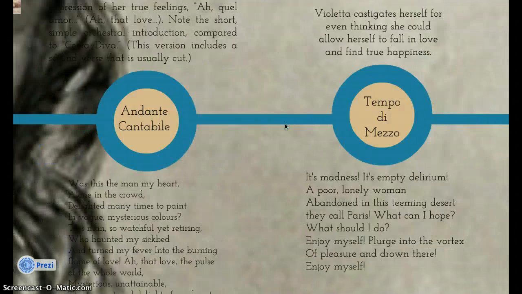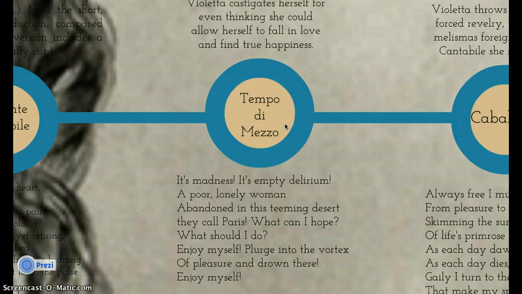So she sings these true feelings, and then she immediately castigates herself. That's the tempo di mezzo. It stops, basically accompanied recitative, and she says, this is folly. What I should do is what I've always done, which is party. To rejoice, to throw myself into the life of a professional mistress.